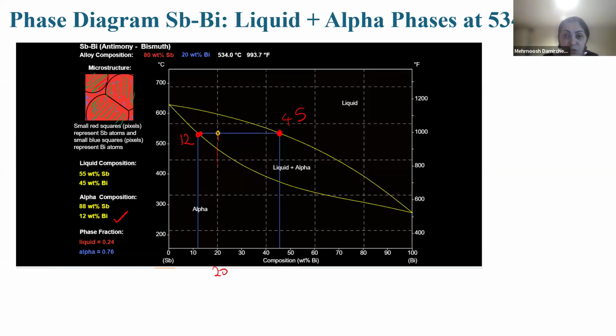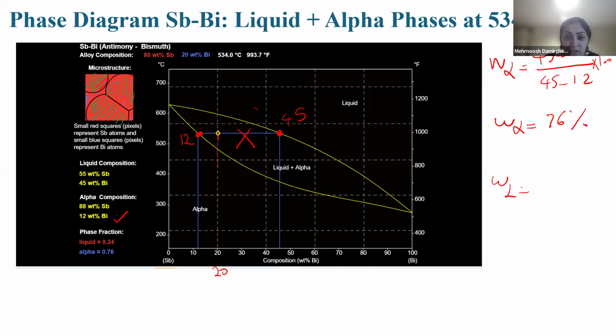Okay, so how much is W alpha? W alpha is this region; here is liquid. If you remember, I told you that we use the side that is far from the phase. Which side is far from alpha? This side is far from alpha. So it should be 45 minus 20 per total side, which is 45 minus 12, times 100%. So W alpha, the weight fraction, is 76%.